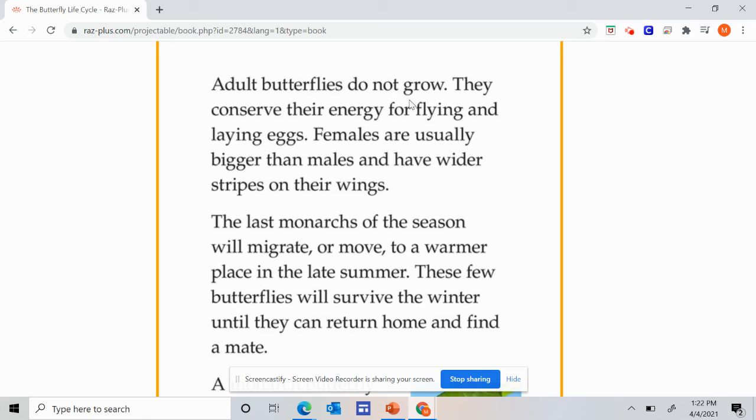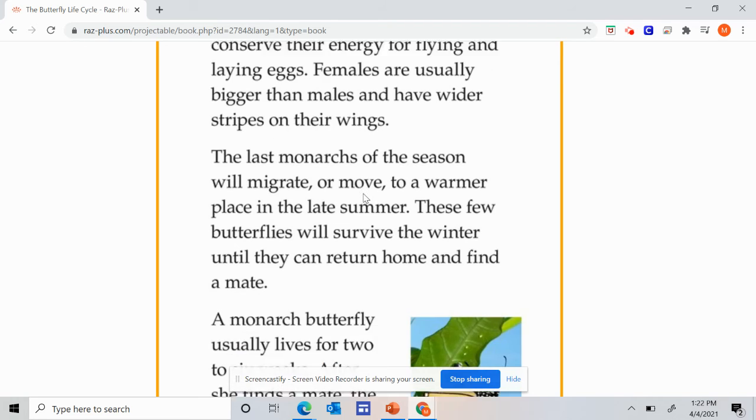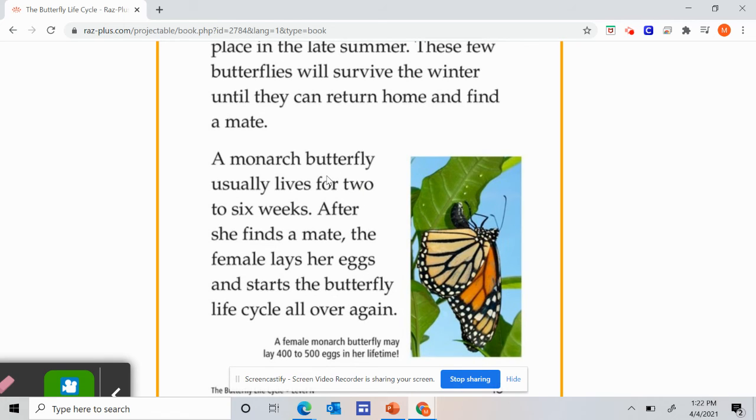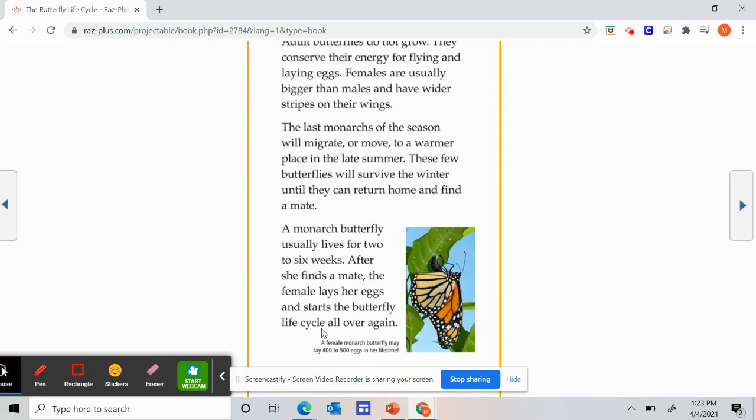Adult butterflies do not grow. They conserve their energy for flying and laying eggs. Females are usually bigger than males and have wider stripes on their wings. The last monarchs of the season will migrate or move to a warmer place in the late summer. These few butterflies will survive the winter until they can return home and find a mate. A monarch butterfly usually lives for 2 to 6 weeks. After she finds a mate, the female lays her eggs and starts the butterfly life cycle all over again.